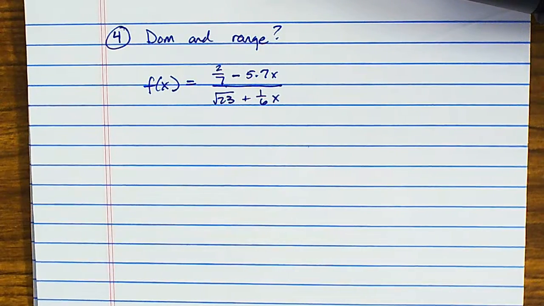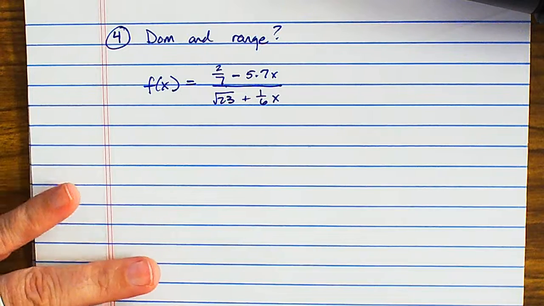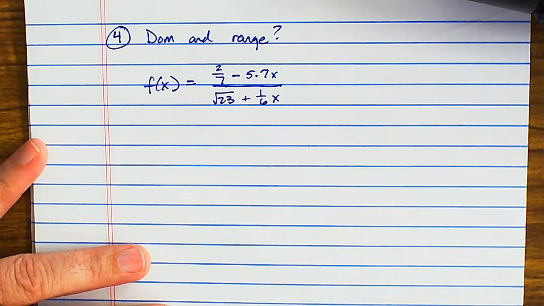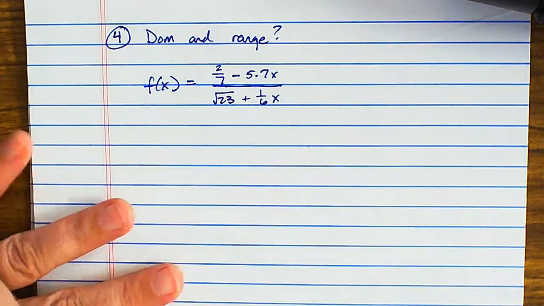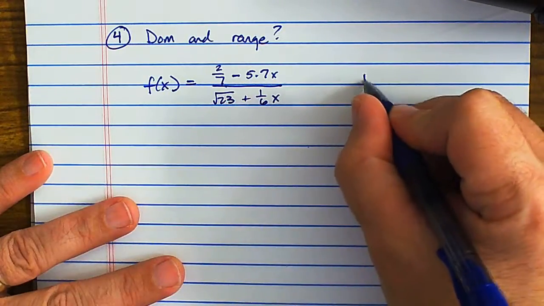All right, last one, number 4. Find the domain and range. And I'm going to go ahead and just pre-warn you that this one is special. So hopefully you can follow along, and we'll see what we can do. So let's start with the domain.